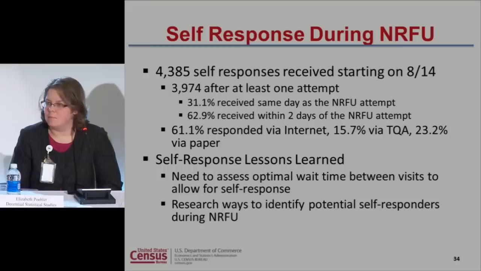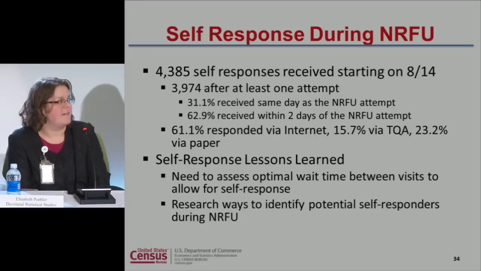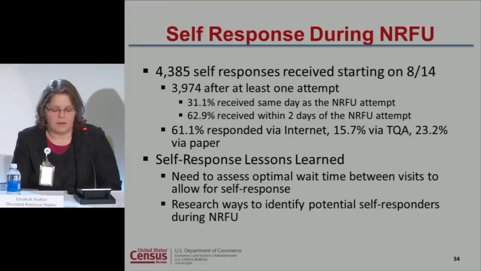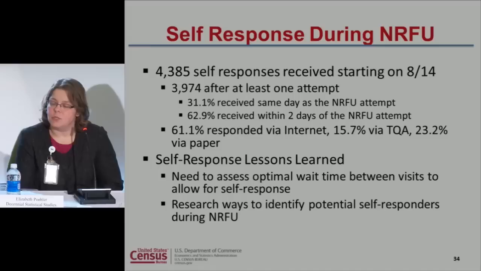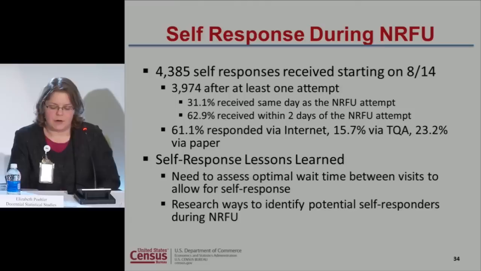So what we saw was that 4,385 self-responses were received after we started the NRFU operation on August 14th. 3,974 of those occurred after at least one attempt by an enumerator. 31% of the self-responses were received the same day as the NRFU attempt, and 62.9% were received within 2 days of that NRFU attempt by the enumerator. Of the cases that were received after the start of NRFU, 61.1% responded via the internet, 15.7% via the telephone questionnaire assistance, and 23.2% via paper.